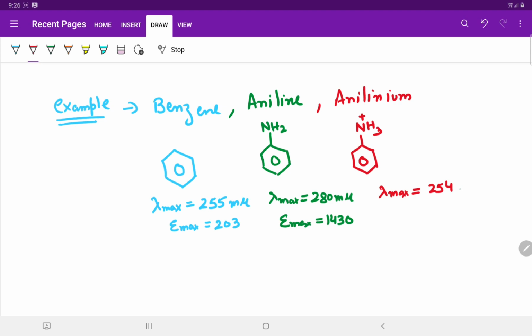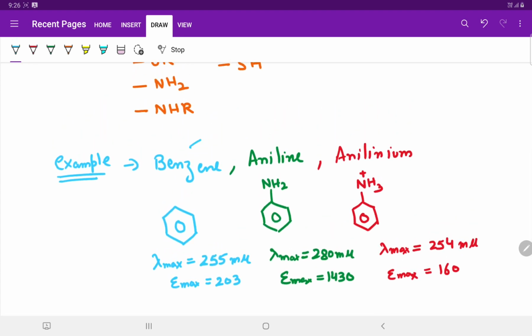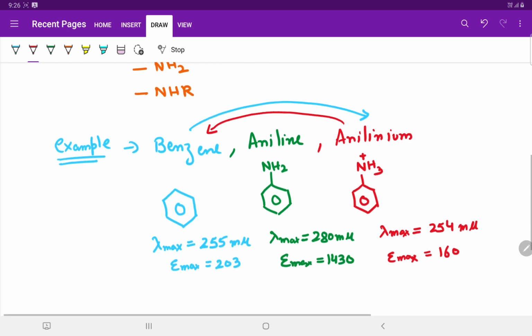And similarly for anilinium ion the lambda max value will be equal to 254 millimicrons. Sometimes the values are written in nanometers, it's one and the same thing, and the epsilon max value will be around 160. So students, you can see here that benzene and the anilinium ion have somewhat similar lambda max values.